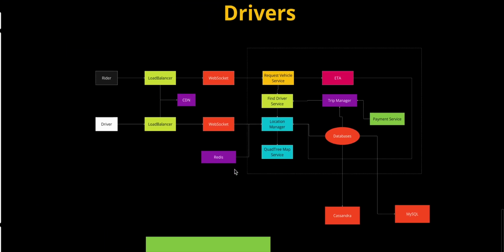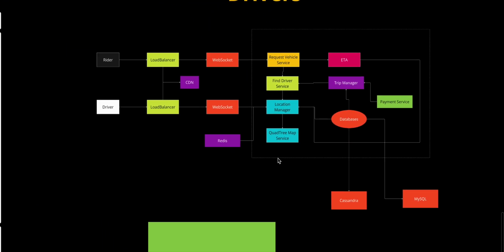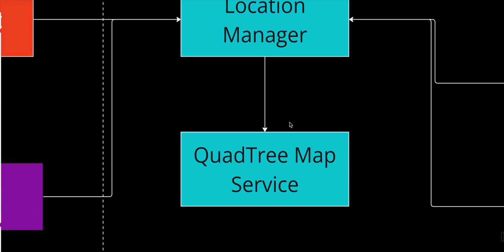If you have watched our video where we talked about designing Uber, we did talk about a QuadTree Map Service. Today we will talk about the QuadTree Map Service in detail. QuadTrees are an incredibly powerful tool used to divide maps into segments. So we will try to explain how they work and why they are so effective for systems like Uber.